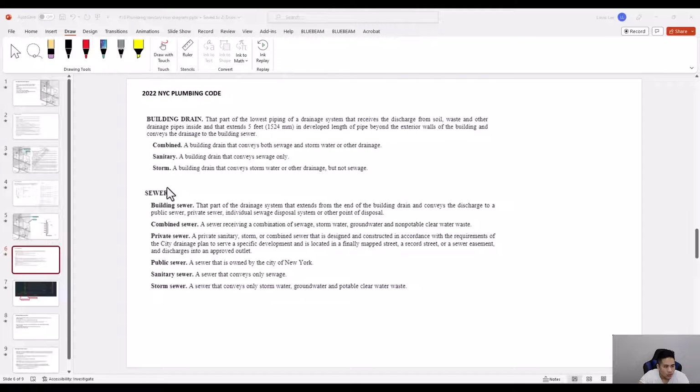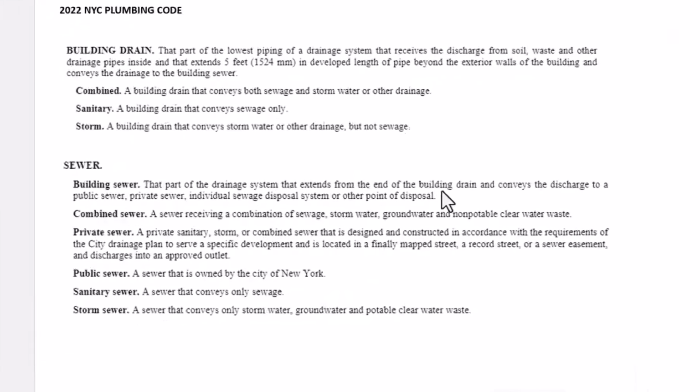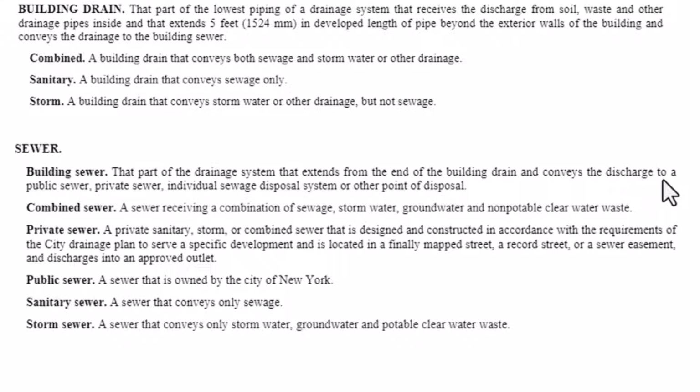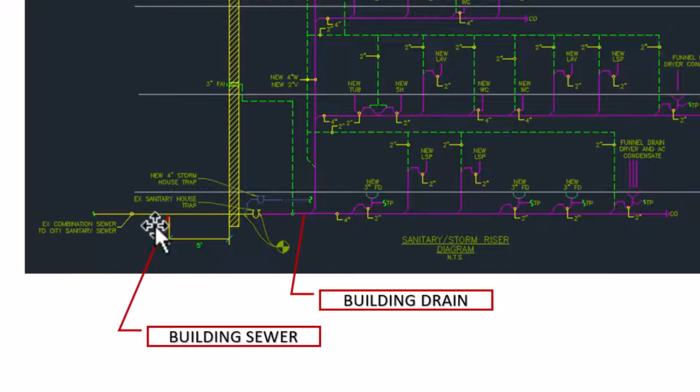So going through some more definitions, a building sewer, which we covered before, is by definition that part of the drainage system that extends from the end of the building drain and conveys the discharge to the public sewer, private sewer, individual sewage disposal system, or other point of disposal. So basically, going back to the diagram, the building sewer would be this point here, extending 5 feet past this wall, where the building drain would basically end and the building sewer would start.